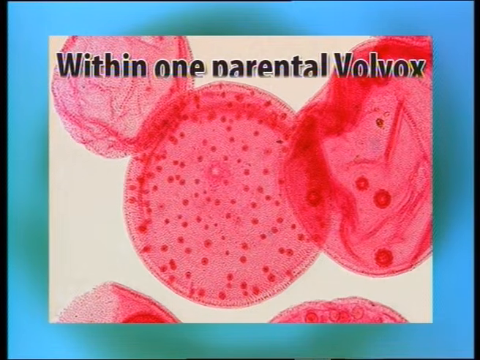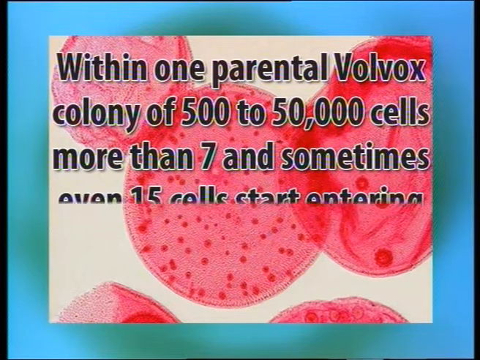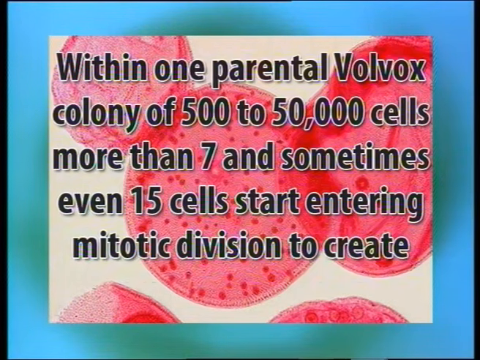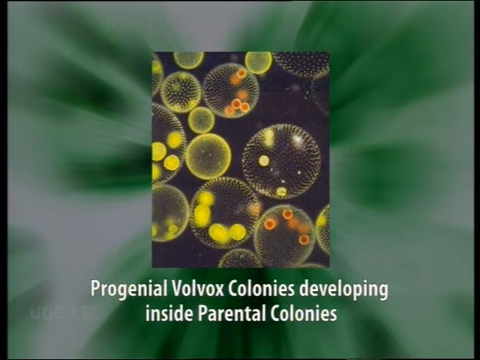It has been seen that within one Volvox, sometimes more than 7 or sometimes even 15 cells can start entering the metabolic activity of division. That means we will have a parental colony of say about 500 to 50,000 cells, and within this we may have about 12, sometimes even 15 cells now entering the activity of mitotic division, that is to create progenial colonies within the parental colony. Now, it obviously means that with this division, the parental colony will increase in size, and within this parental colony, we will have a large number of progenial colonies developing.